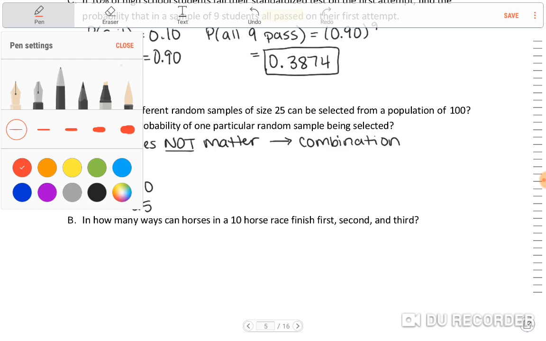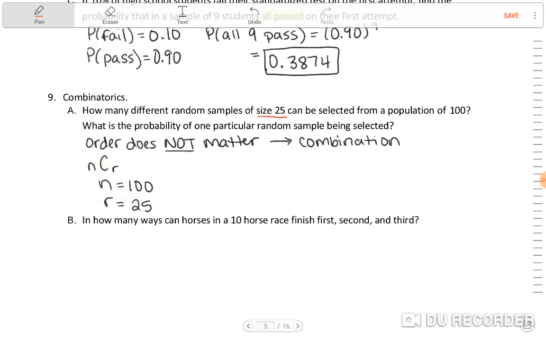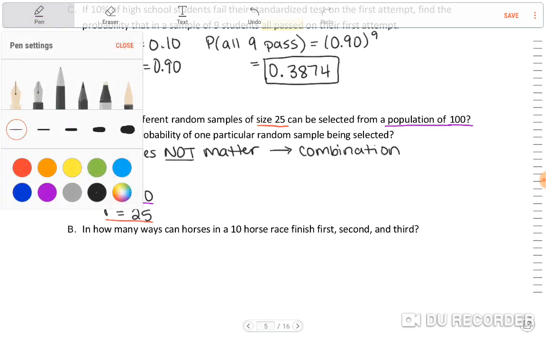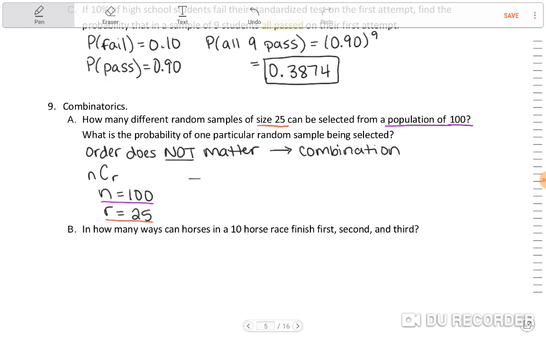So I should probably do some little color coding here. Size 25, that's my r. And then population of 100. There we go. Okay, so for this one, this means we're going to be doing 100 C 25. So how many different random samples of 25 can be made from a population of 100?